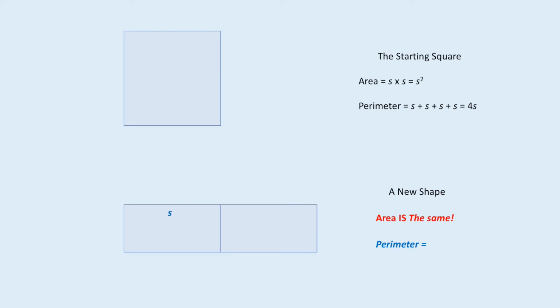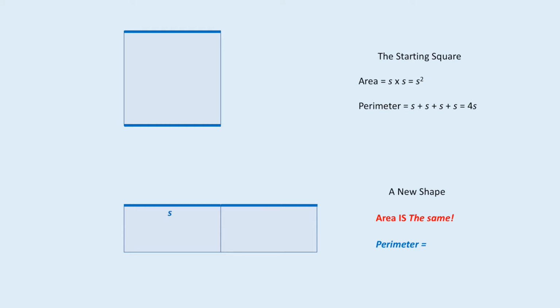Now let's take a look at the perimeter. So how does the perimeter of the rectangle compare to the perimeter of the square? Here's one way to think about this question. Let's match up some segments on the square to some segments on the new rectangle. For example, that top segment can be matched up with this one because they have the same lengths.